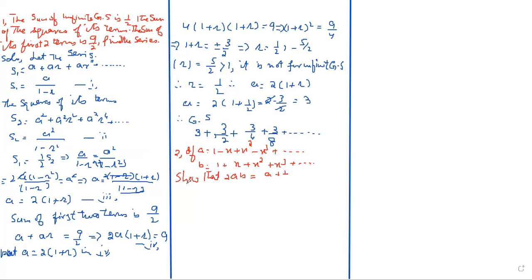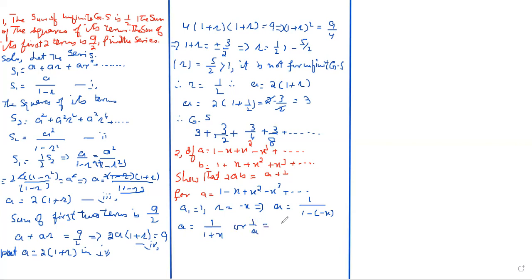Now A equals the sum, we are using the sum formula. For A equals 1 minus x plus x squared minus x cubed, here the first term a1 equals 1 and r equals minus x. This implies A equals 1 over 1 minus (minus x), so A equals 1 over 1 plus x, or 1 over A equals 1 plus x.